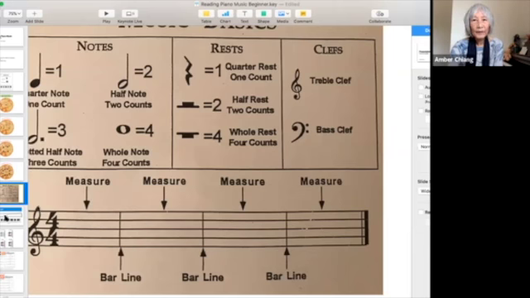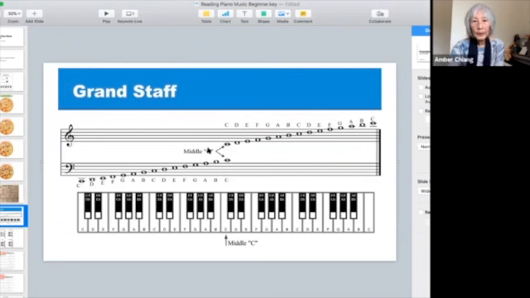Now we're going to look at the grand staff. So remember I told you that middle C is our most famous note. So here we have the grand staff. So the grand staff connects the treble clef, which is the high notes, with the bass clef, which is the lower notes. And it connects them with this bar that goes all the way down through both of the staffs. Remember, this is called a staff. Okay, so here's the bar line. So we have the treble clef and the bass clef.